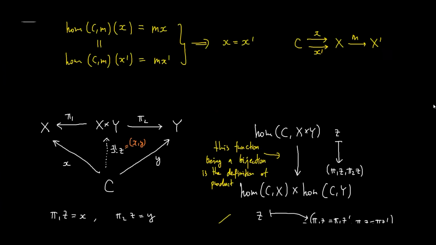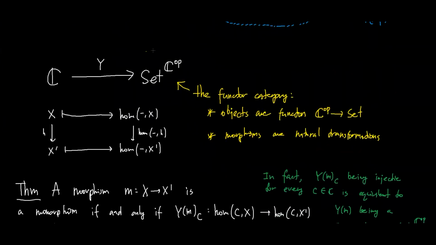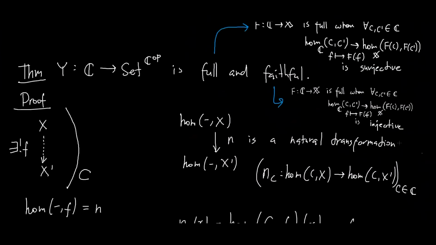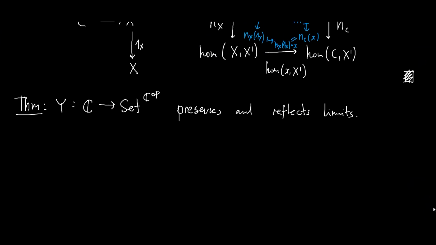So this functor Y, the Yoneda embedding, let me write this out explicitly. So this thing is called the Yoneda embedding, and it has some very useful properties. Specifically, it's full and faithful, and it preserves and reflects limits.